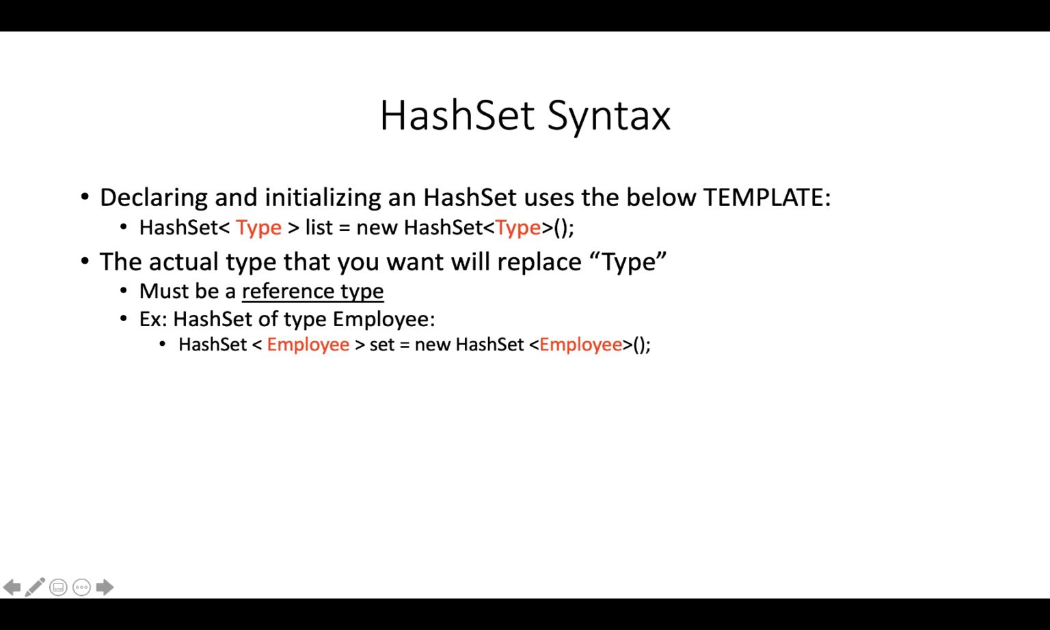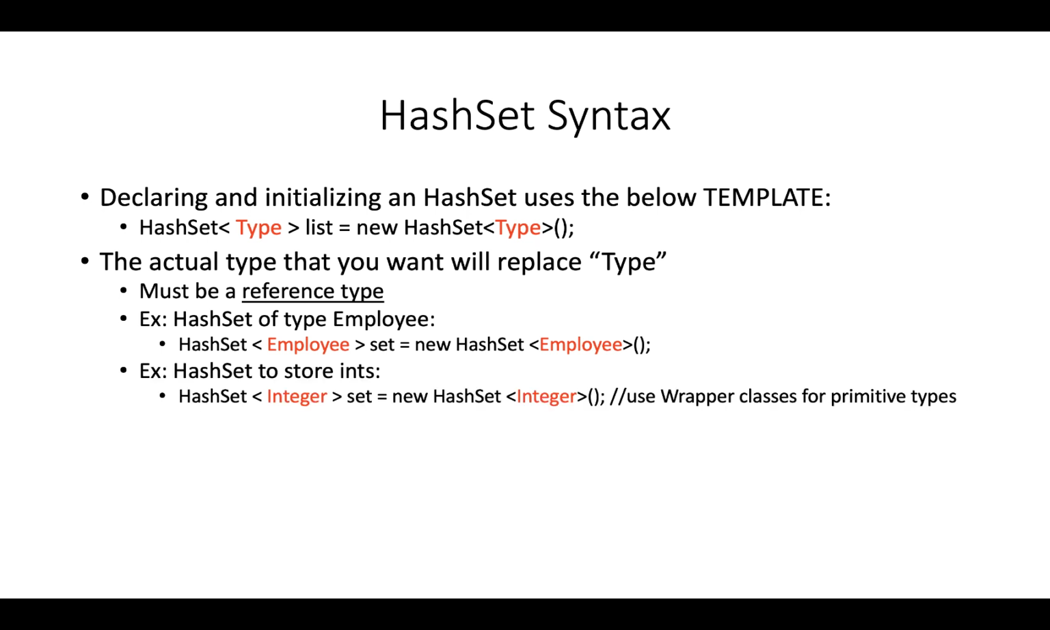If I wanted to store things like whole numbers, like ints, then again, I can't put the primitive type int inside these carets. But what I can do is use one of the 8 primitive types' wrapper classes, like this. Here I've created a hash set called set, and this is going to store Integer objects. Again, these are just wrapper classes for primitive types. There will be another video about that later to discuss this in more depth.